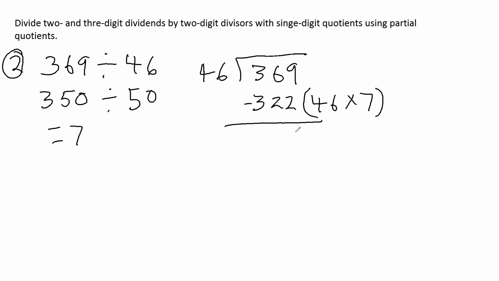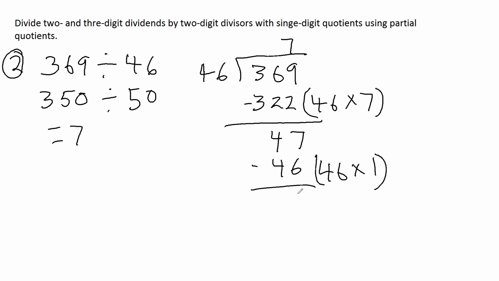9 minus 2 equals 7. 6 minus 2 equals 4. And as we can see, we end up with a remainder that is equal to or larger than our divisor. So we're going to have to divide one more time. In this case, it'll be 46 times 1, which equals 46. And when we subtract, that leaves us with 1. So I have 7 plus 1 equals 8, with a remainder of 1.